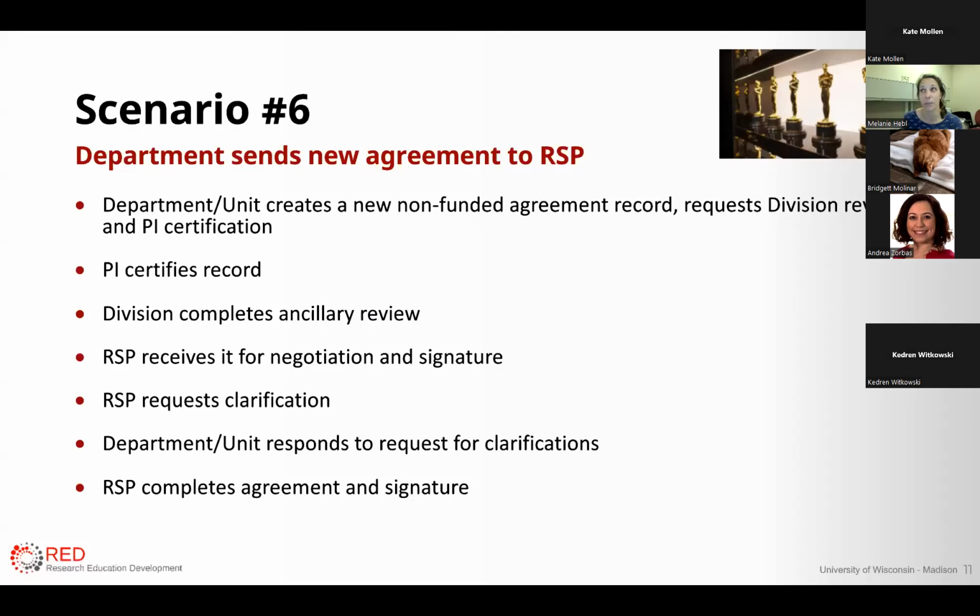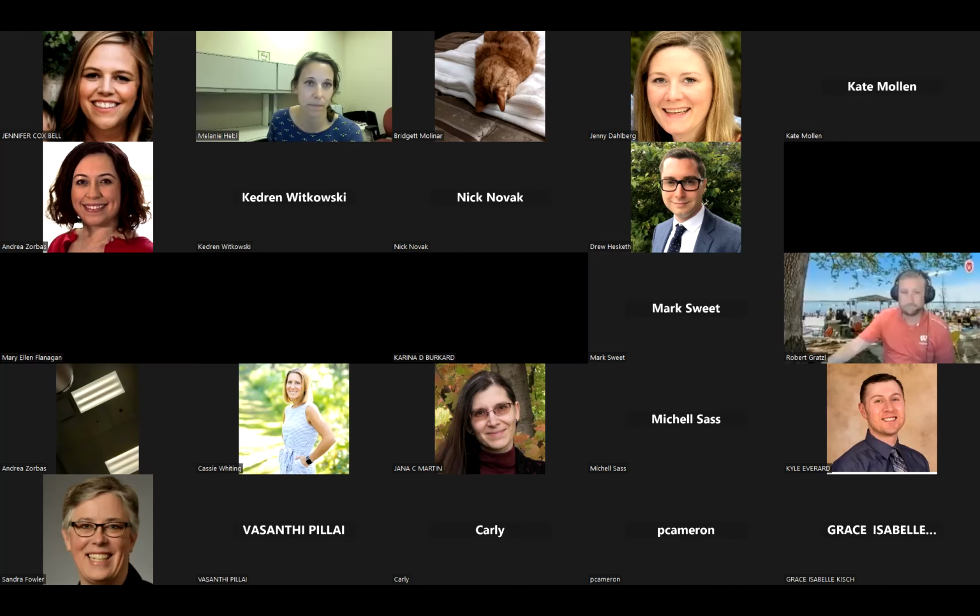So this scenario is with the agreements module. The department or unit has a need for a new non-funded agreement, creates that record, and requests division review and PI certification. The division or the PI certifies, and the division completes the ancillary review. RSP receives it for negotiation and signature. RSP can request clarification as needed. The unit can respond, and then RSP can complete the agreement. So I will stop sharing so we can walk through this one.